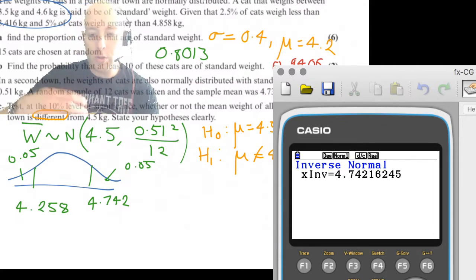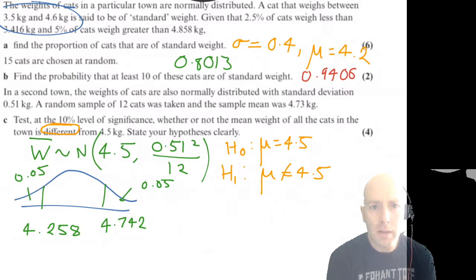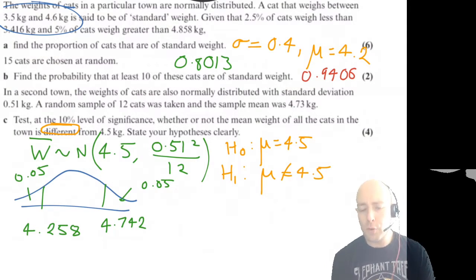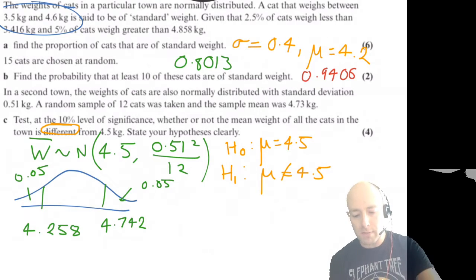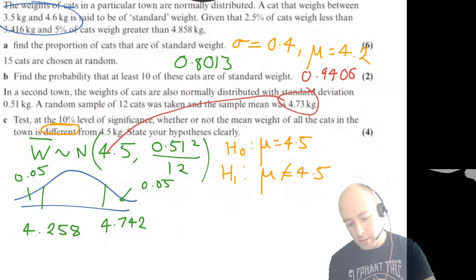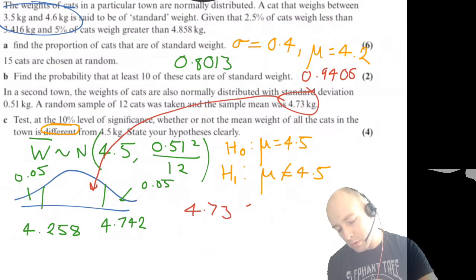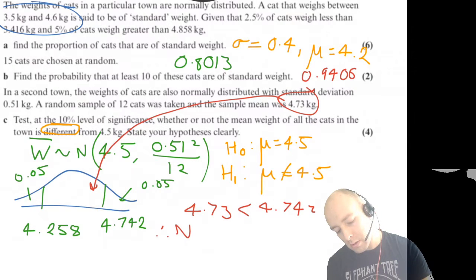So now we actually need to do the test. We've got our critical values. Their sample mean is 4.73. So 4.73 is not going to be critical. So 4.73 there, we're somewhere in here. So we can say 4.73 less than 4.742, therefore not critical.